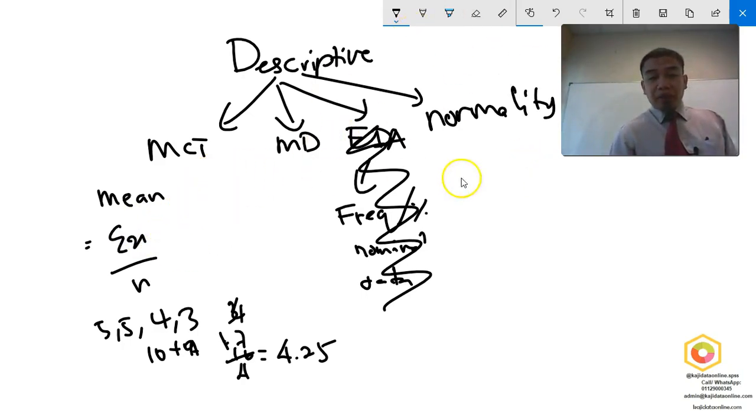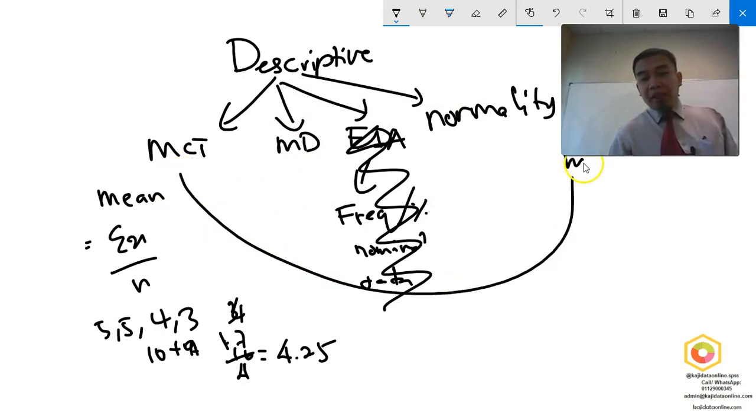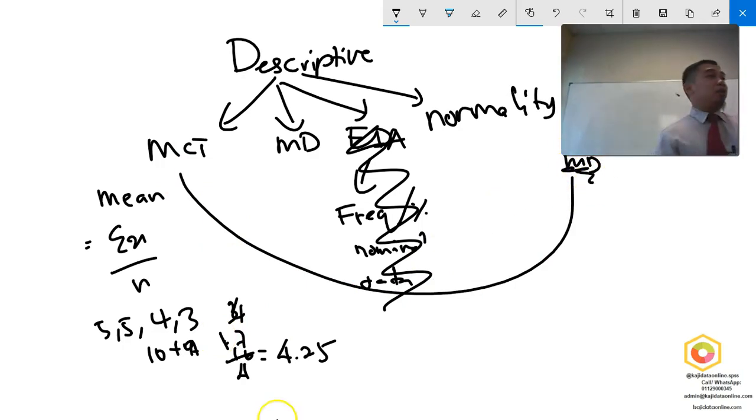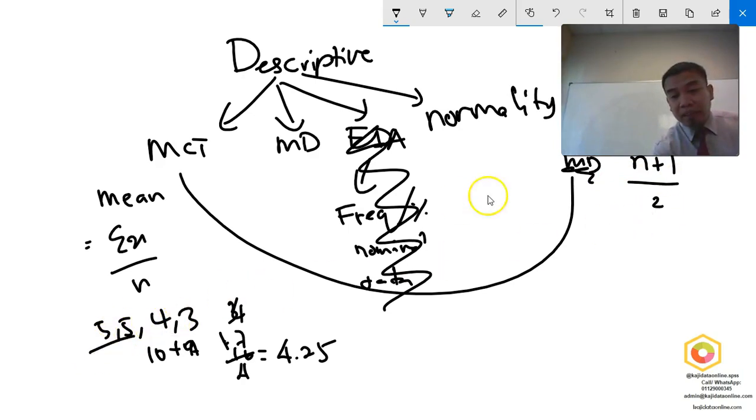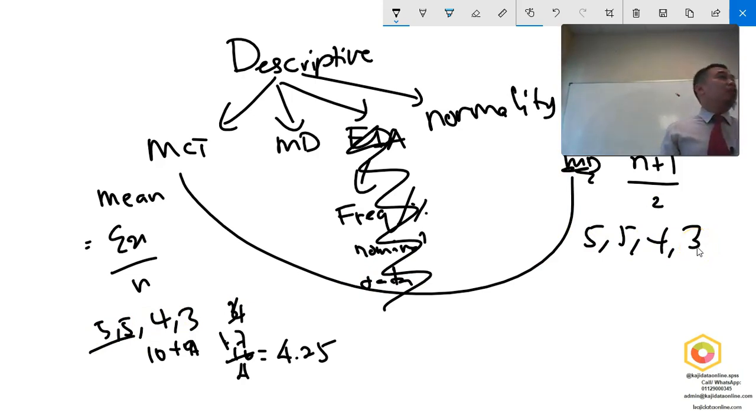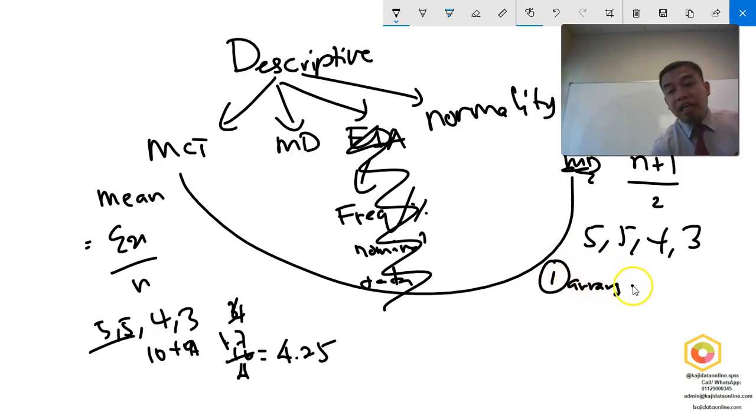Okay, the next one we are going to learn about the MD. MD is measurement of dispersion. Sorry, not MD. Mean, median, mode. The next one is the median. We are using the same data, but the median has a formula. The formula of the median is n plus 1 divided by 2. For example, we have the same data set, 5, 5, 4, 3. How we calculate it is very simple. You must arrange first. The first step is to arrange in ascending order, meaning from smallest to largest.